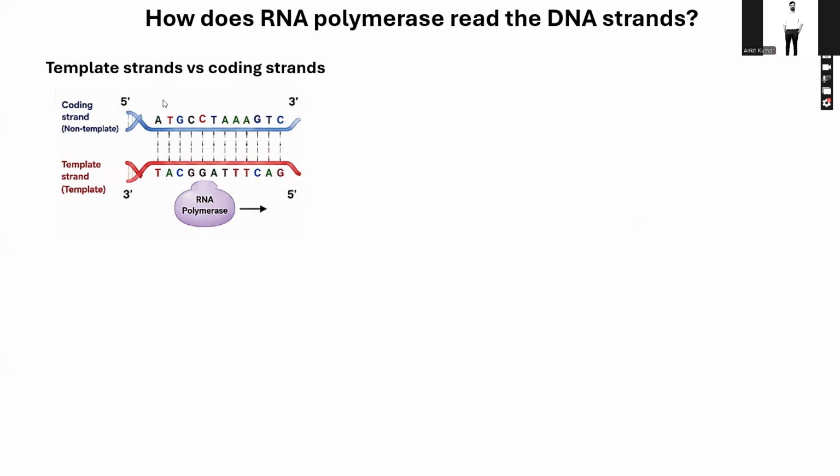But right now, for the fundamental thing, just try to understand that there is a coding strand that is called the non-template strand, which goes from 5 prime to 3 prime. And then there is a complementary strand that is called the template strand, right? And that goes from 3 prime to 5 prime. So RNA polymerase always reads the template strand. It does not read the coding strand, right?